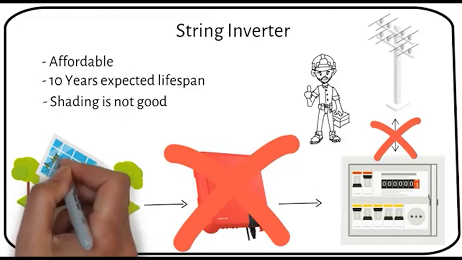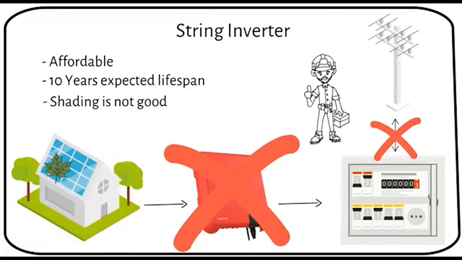With a string inverter, you also get less information about how each panel is doing, because it only shows how the whole system is working together, not each panel by itself. So while string inverters are a good low-cost option for getting into solar power, they do have some limits, especially if your roof gets shade or if you want detailed information on each panel's performance.